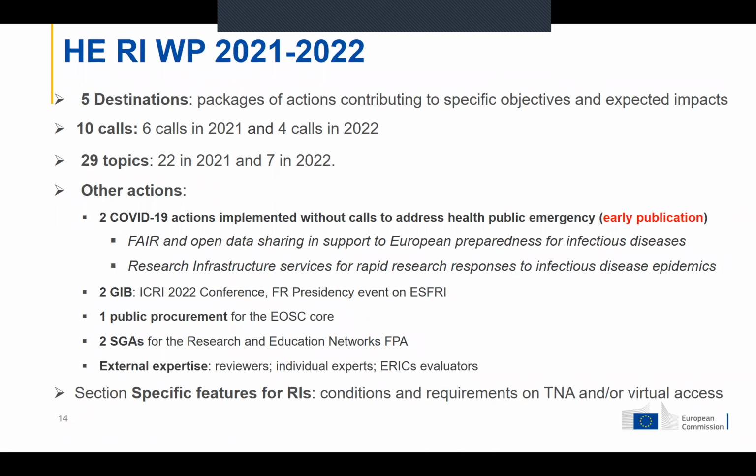All in all, what we are discussing with the member states in the Research Infrastructure Committee are not only the five destinations, but also the 10 calls which are included in the five destinations. Six calls will be published in 2021, and four calls are foreseen in 2022. These 10 calls will include 29 topics, of which 22 will be published in 2021, and seven topics will be published in 2022. There are also other actions, like, for example, public procurements, and the fact that we need external expertise as reviewers and evaluators for the ERICs.